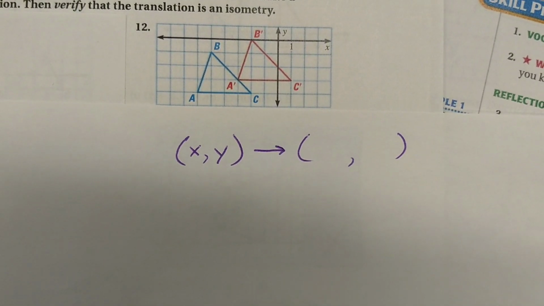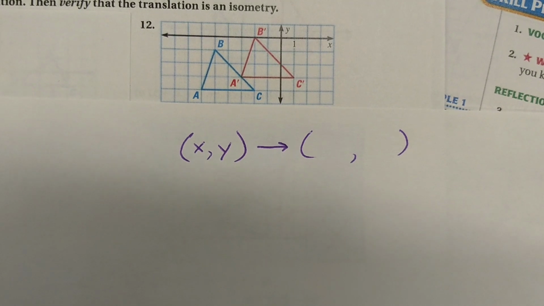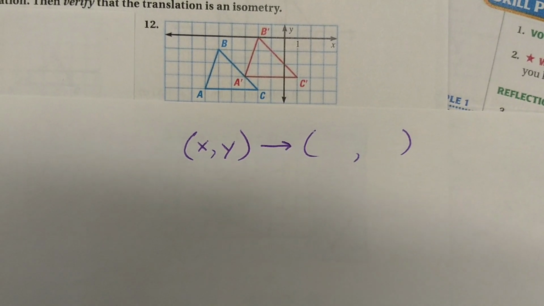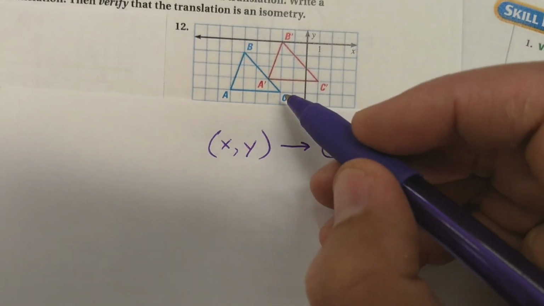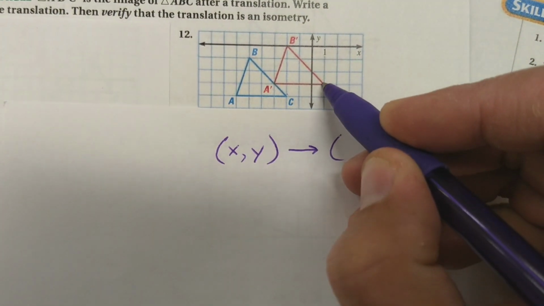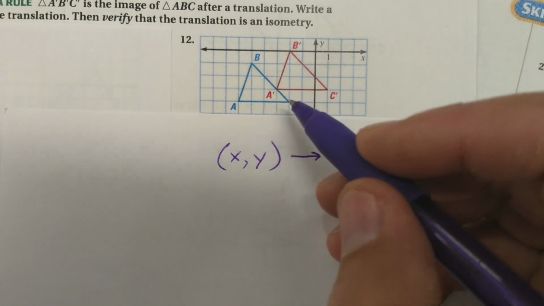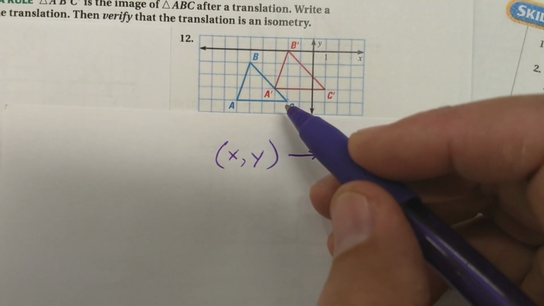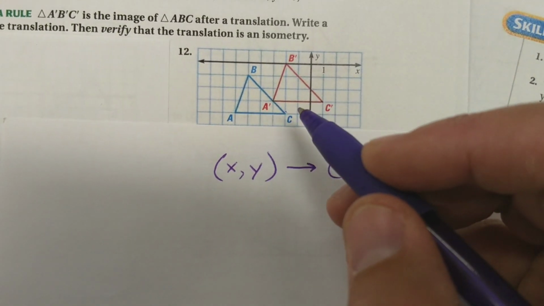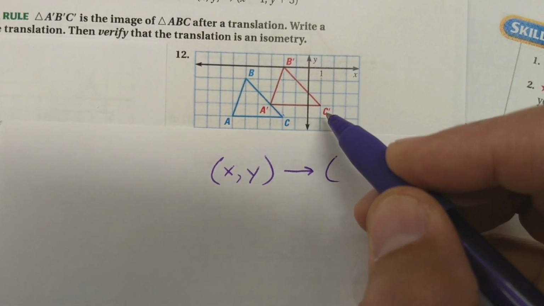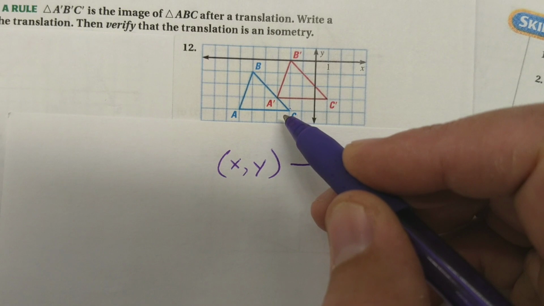So really you just need to pick one of those original points, or pre-prime points, and see how it moves to its prime point. Let's go from C to C prime. And as you do this, make sure you're double checking that you're starting at the right point. Sometimes people try to find the rule and they're actually going backwards from the prime point to the pre-prime.